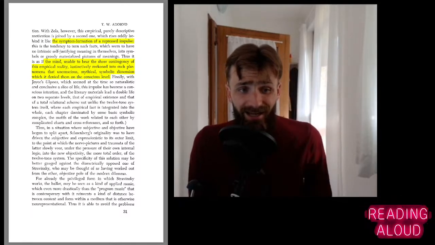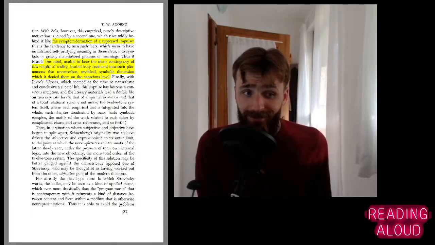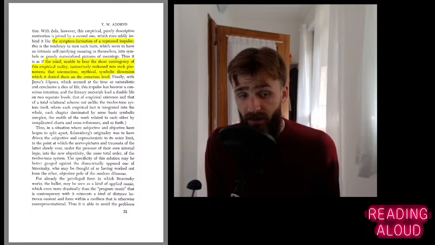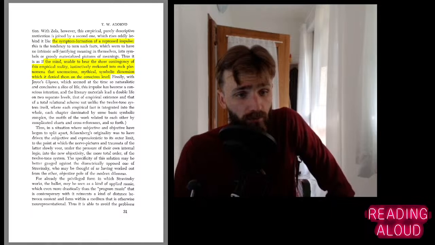Finally, with Joyce's Ulysses, which seemed at the time so naturalistic and conclusive a slice of life, this impulse has become a conscious intention, and the literary materials lead a double life on two separate levels, that of empirical existence and that of a total relational scheme, not unlike the 12-tone system itself, where each empirical fact is integrated into the whole, each chapter dominated by some basic symbolic complex, the motifs of the work related to each other by complicated charts and cross-references, and so forth, in parenthesis. So that whole paragraph is in a parenthesis.